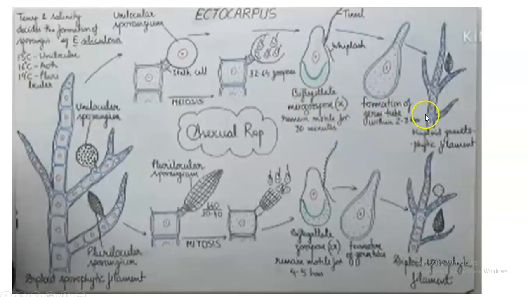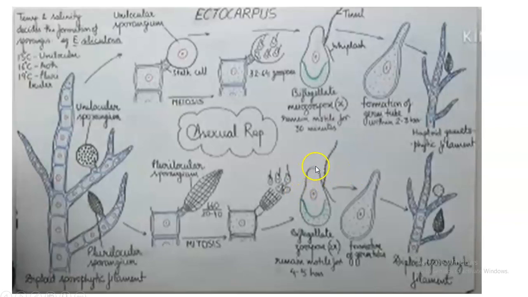Then after the attachment, after around 2 to 3 hours, the germ tube will be formed and finally it will be maturing. But in the case of the diploid zoospore, which is released from the plurilocular sporangium, it will remain actively swimming for around 4 to 5 hours. Okay, then it will be attaching to the substratum. And you know how the attachment happens.